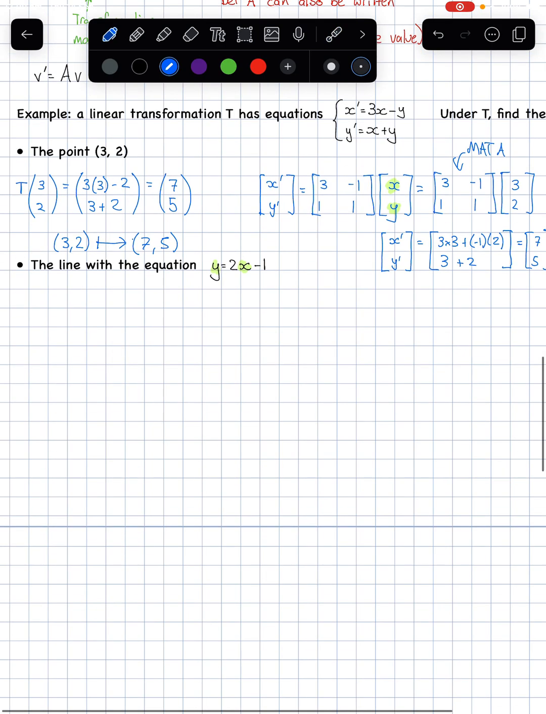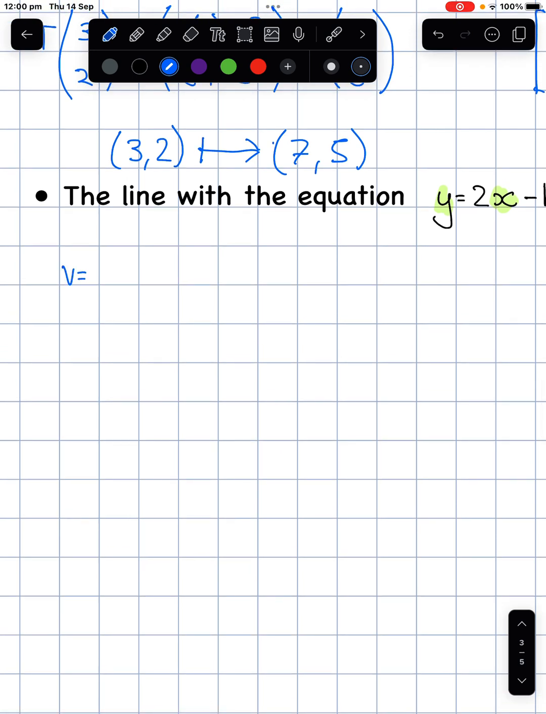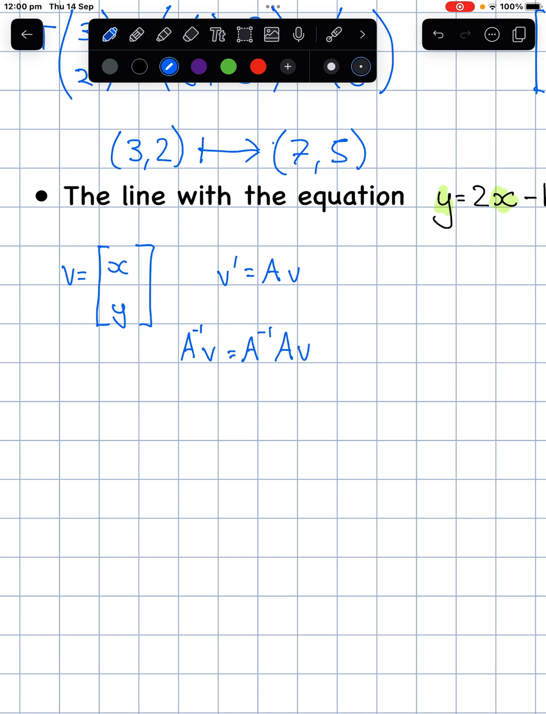But we've actually got an easier way here, because we've got our V matrix just equals our original X and Y values, and we've got V dash equals AV. What we can do is pre-multiply by the inverse of A. So this is going to equal A inverse AV, which means we get A inverse V dash equals I times our V matrix.